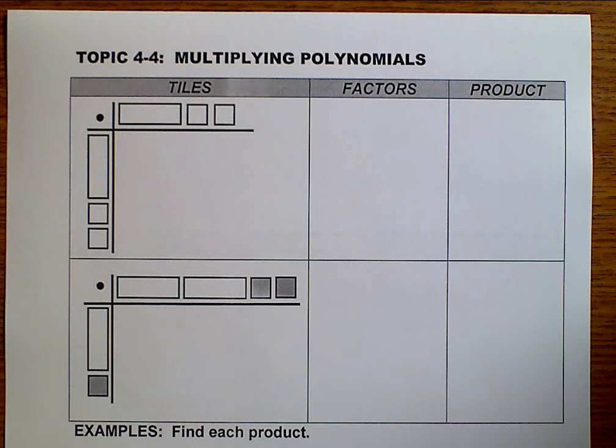Hello, this is Algebra 1, topic 4-4 on multiplying polynomials. Now in our last lesson we multiplied monomials and we talked about how it's like being stamped out and you can multiply exponents. However, multiplying polynomials is a little bit more difficult. First, let's go ahead and have a look at what this looks like with tiles.